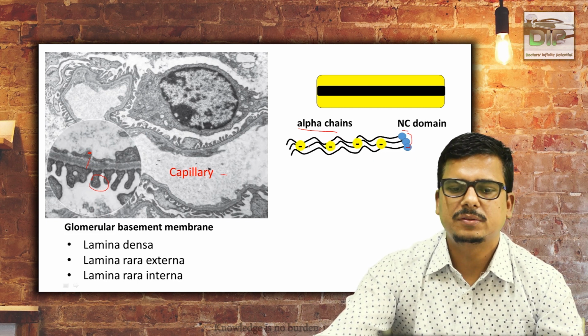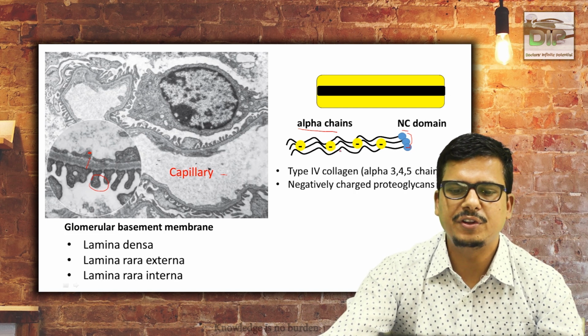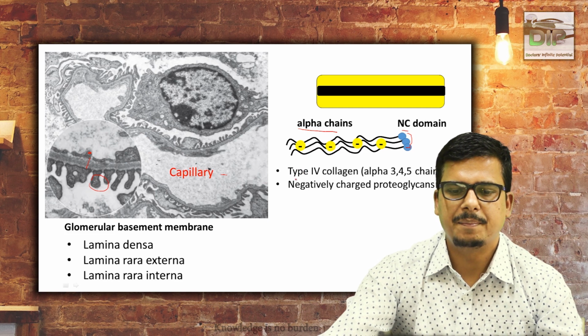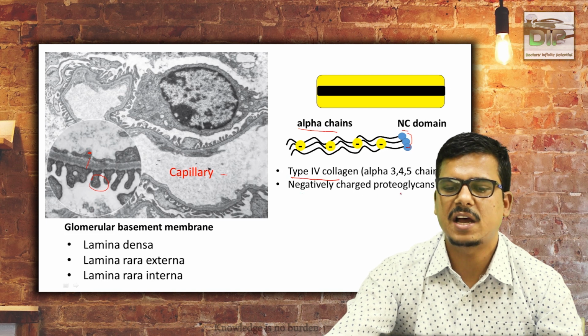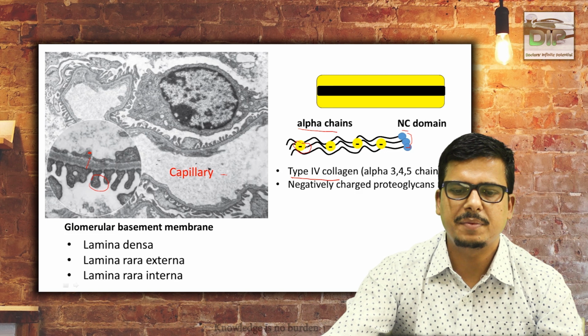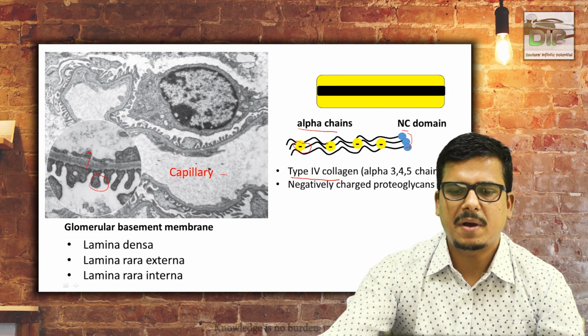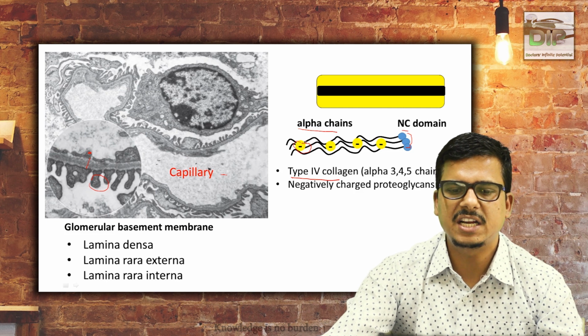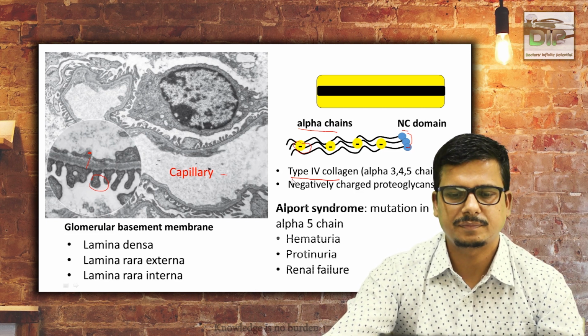And it also contains negatively charged molecules. These are the proteoglycans. So the basement membrane of the glomerular barrier or filtration membrane is formed by type IV collagens and negatively charged proteoglycans. This negative charge is important because if a molecule that is going to pass through this filtration membrane is negatively charged, it is not going to pass through this membrane easily.